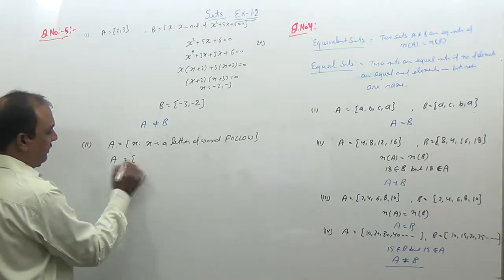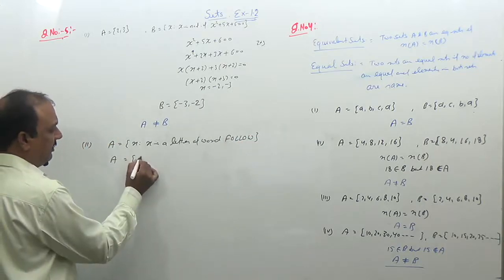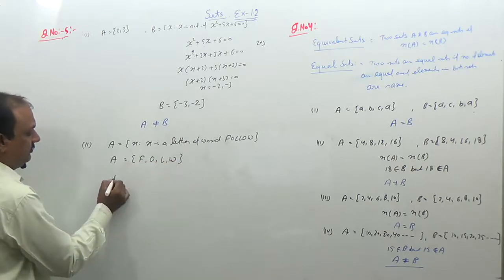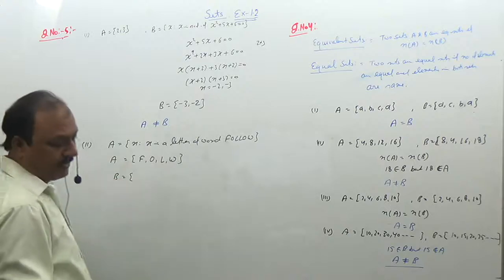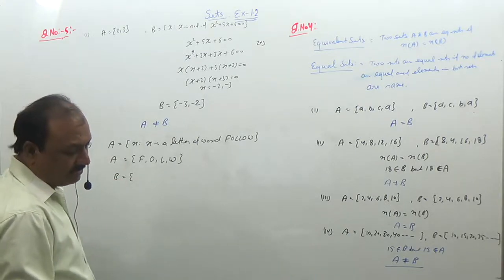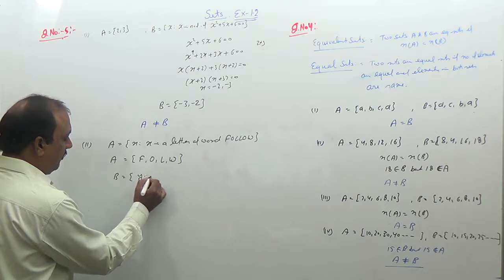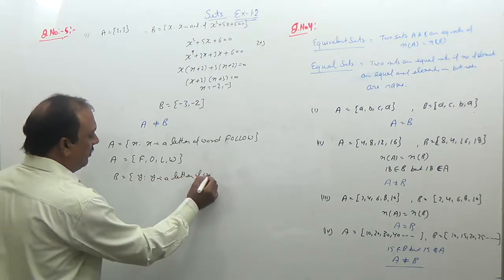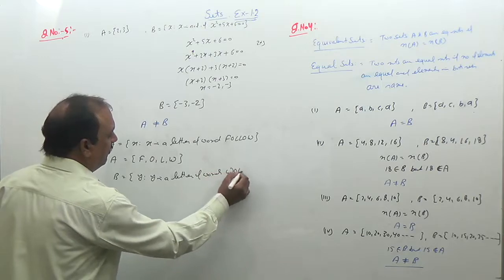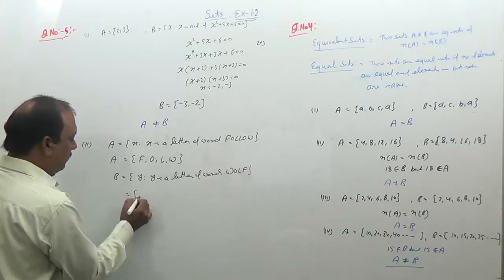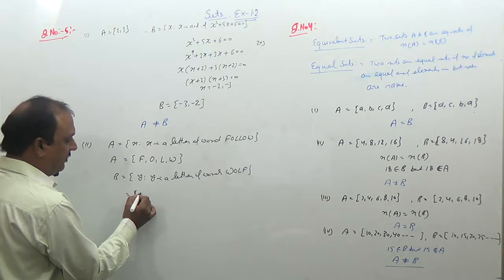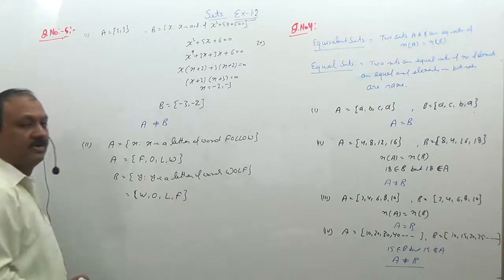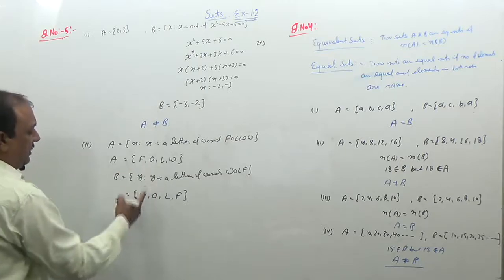That is, there is a set of elements F, O, L, W. Second is set B. Y says that Y is a letter of the word wolf. So B contains the elements W, O, L, F. So observe both the sets.